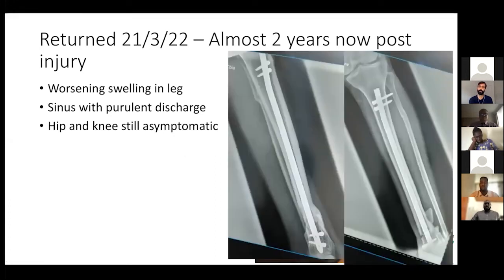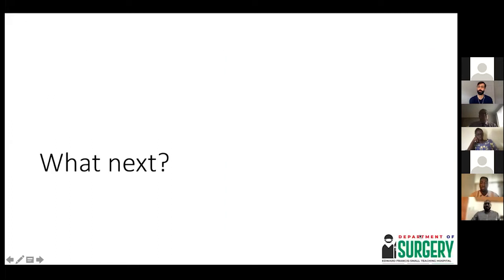The most recent x-rays from last month show increased healing at the fracture site of the tibia, but at the medial aspect, where there's still a defect, that's where he has the sinus and the purulent discharge. So it's a 2-year journey with this gentleman who has been challenging in many aspects, and now I have to decide where to go next with him, and I'll open it up for discussion.